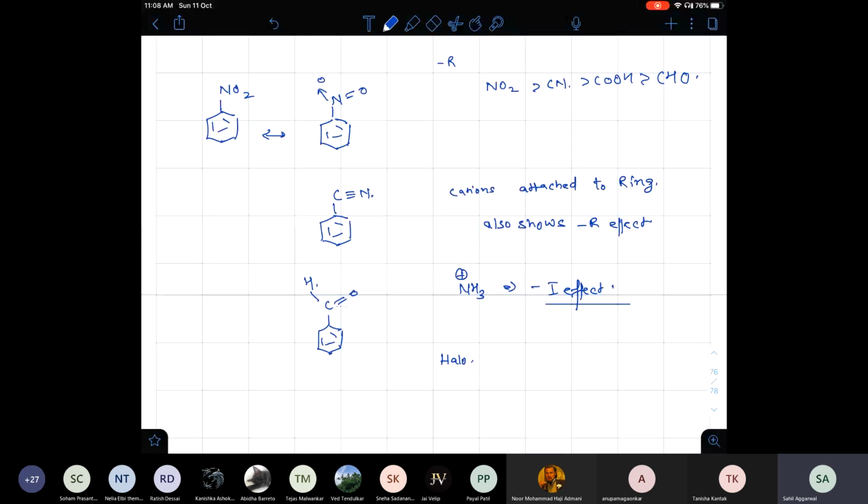Halogens show minus I effect, which dominates over plus R effect. Generally, those elements or groups which have a lone pair of electrons show plus R effect. But halogens are an exceptional case because of their high electronegativity. They show minus I effect instead of plus R effect. Understood?